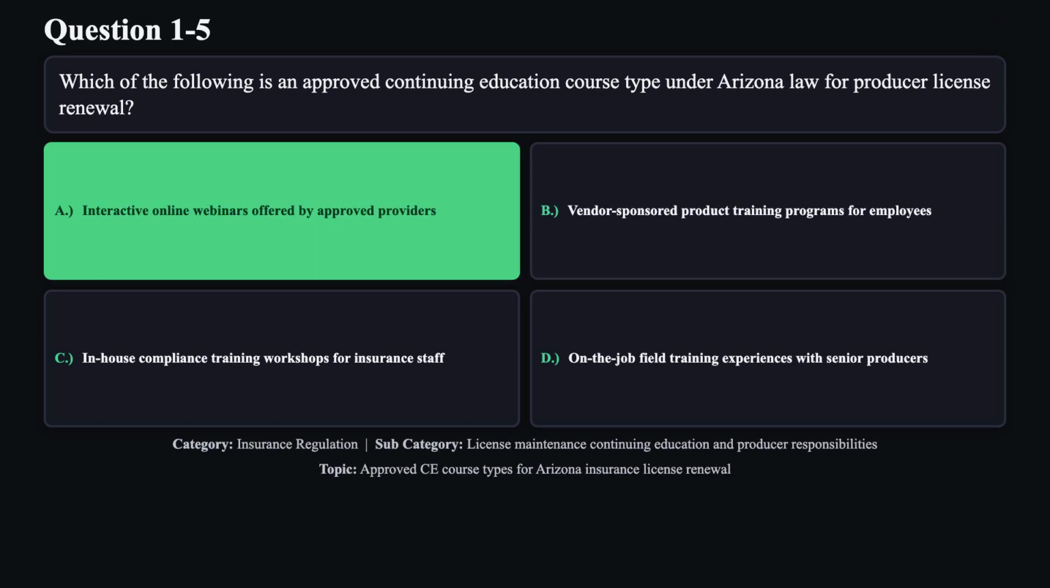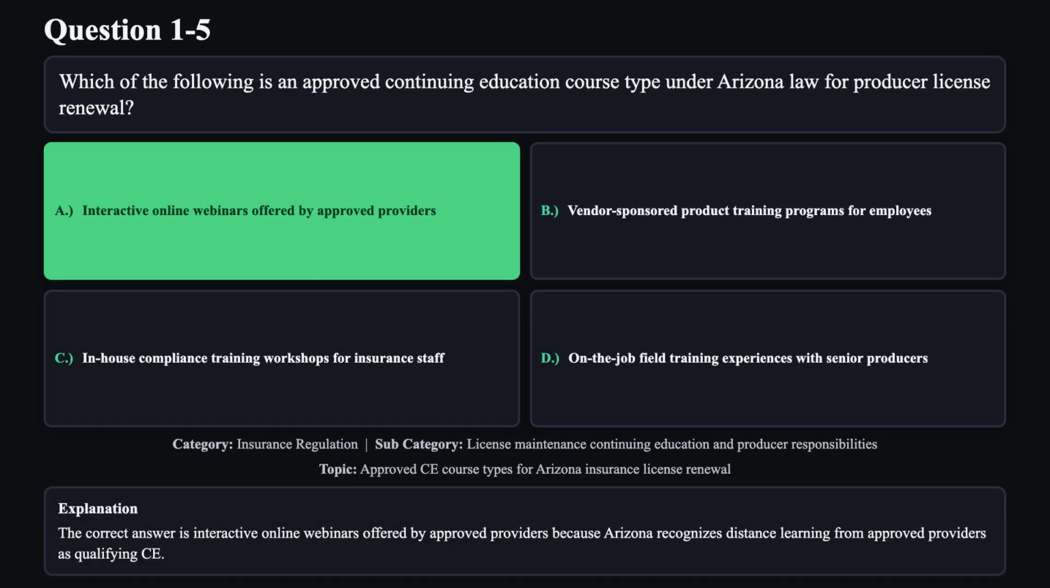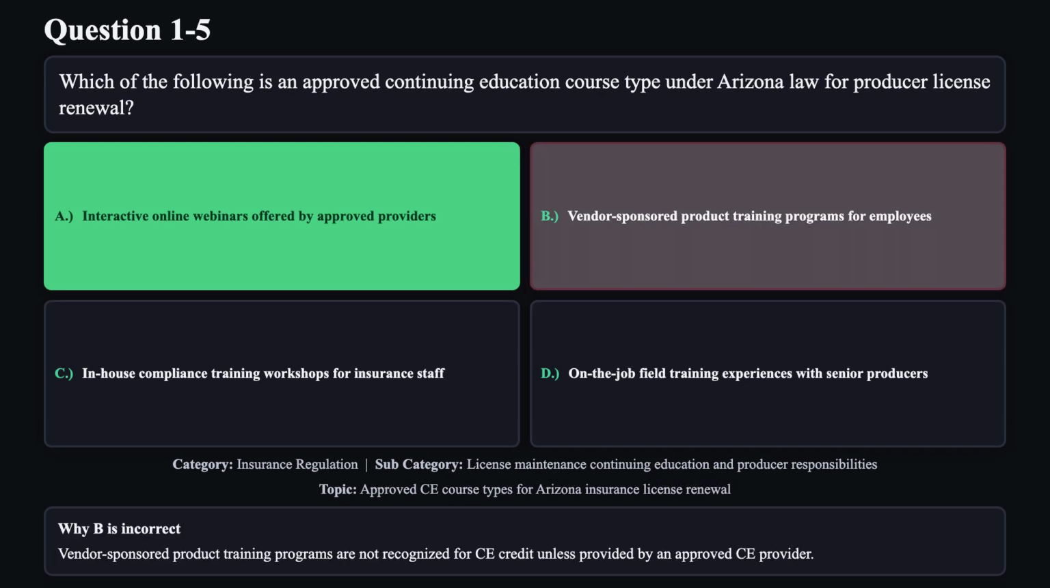The correct answer is A. The correct answer is interactive online webinars offered by approved providers because Arizona recognizes distance learning from approved providers as qualifying CE. Reason B is not correct. Vendor-sponsored product training programs are not recognized for CE credit unless provided by an approved CE provider.